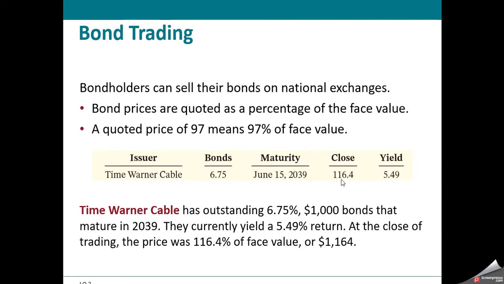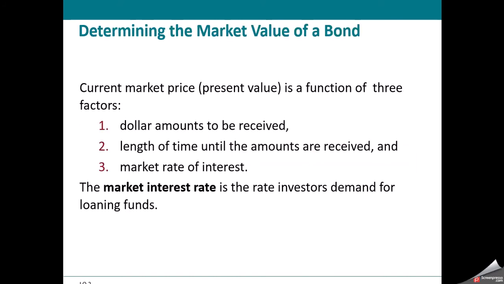So it's closing at 116.4% of the $1,000. And like in this example, if it was a quoted price of 97, it would be 97% of the $1,000. So again, you have to kind of know some of that because sometimes it won't always be spelled out. Now, many times we have to compute the present value.